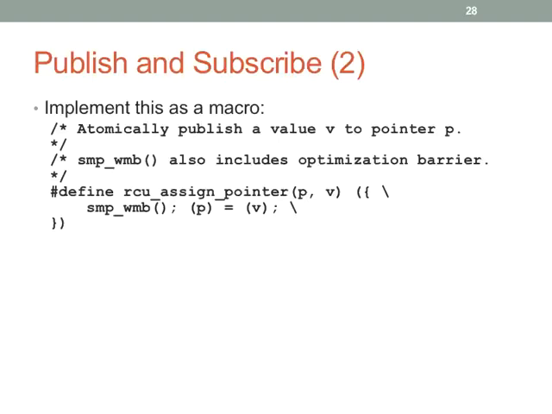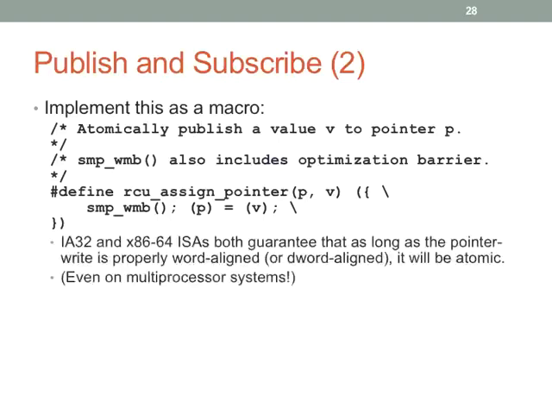Atomically publish a value v to pointer p. So we have this magical function, which is actually a macro called RCU assign pointer, which atomically assigns v to p. And you can see we have a write memory barrier if we're on a multiprocessing system. If we don't have a multiprocessing system, that thing turns into nothing, and we just perform the operation. And the reason why is because IA32 and x86-64 really love programmers. As long as these operations are word aligned, it's already atomic, even in multiprocessor systems. So we don't actually have to worry about doing anything extra. We just perform the write, and that thing is automatically going to be atomic.